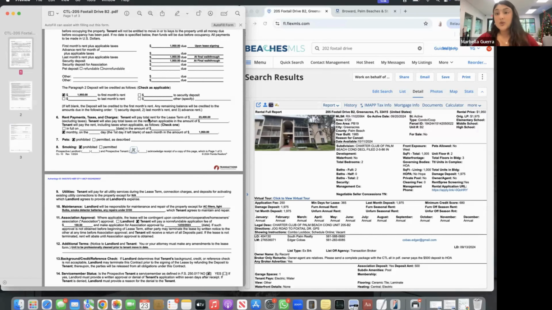In this case, the majority of the time, tenants are going to pay it month to month, or they're going to pay it on a monthly basis. So you would check off the second box that it's going to be paid monthly on. I usually leave it blank and put the first of the month because that's usually the standard of what we do.